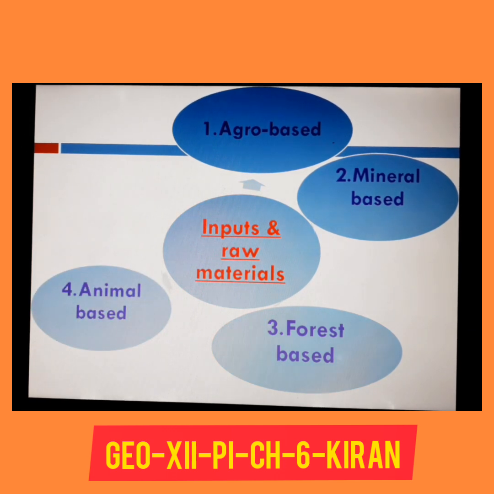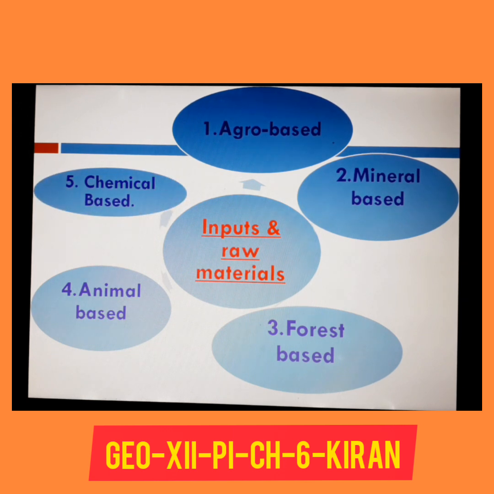Next, we have animal based industries. The animal products like milk, skin, hair, bones, etc., become the raw materials for these industries. The important industries which depend on animal raw materials are the dairy industry, leather goods industry, and the belts industry. The raw material here plays a very important role in the location of these animal based industries.